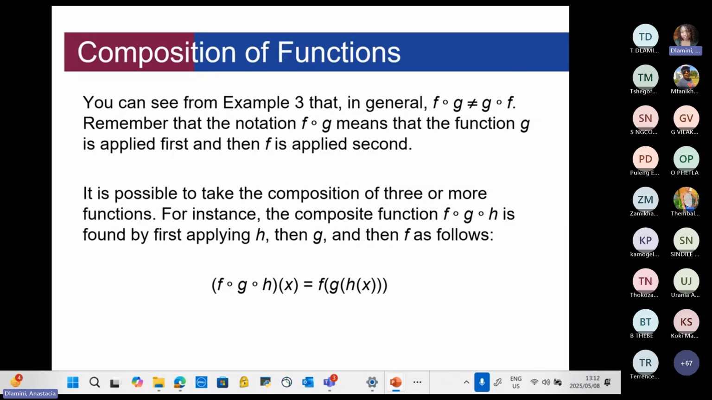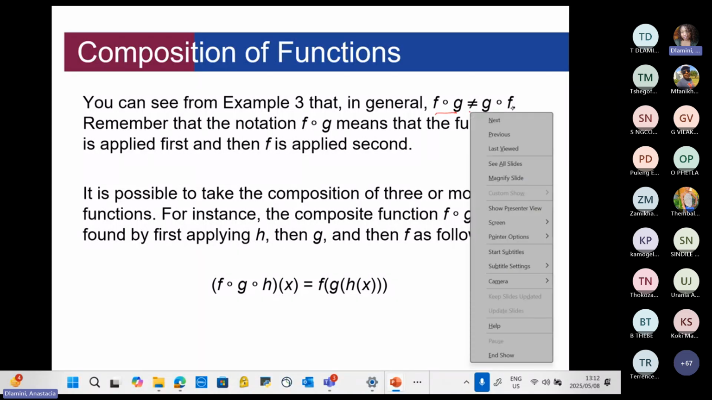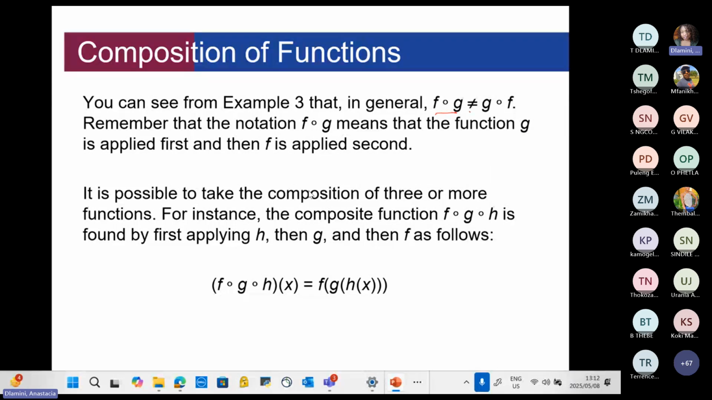Now they say you can see from example 3 that in general, f composed with g is not the same as g composed with f. Remember that the notation f∘g means that the function g is applied first and then f is applied second. It is possible to take the composition of 3 or more functions. For instance, the composition f∘g∘h is found by first applying h, then applying g, then applying f as follows.